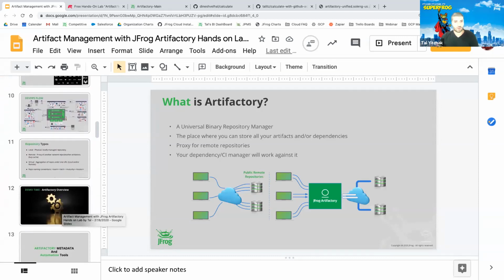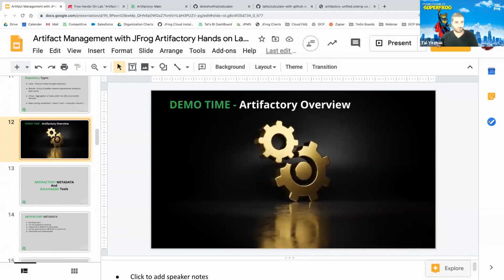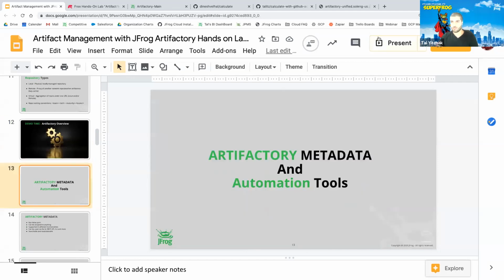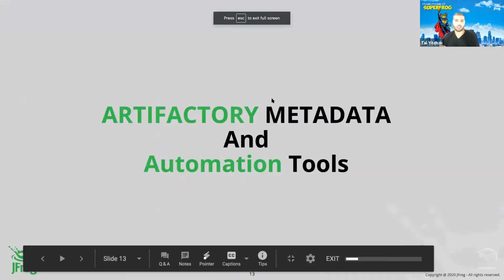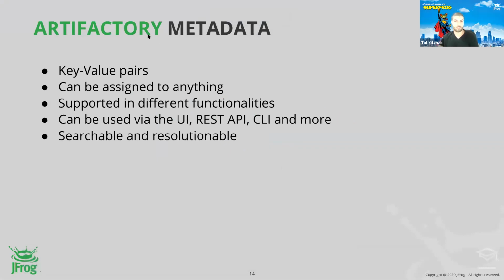We covered the Artifactory overview, and the next phase is discussing metadata and automation tools. Artifactory can hold metadata, as you can see. It has its own database, which is used to store the relevant information about the binaries. But you can also bring your own metadata to the binaries stored in Artifactory. You can choose your own key value pairs.